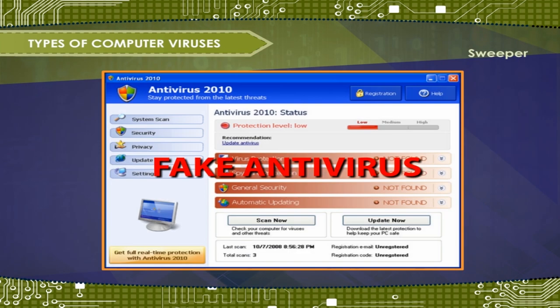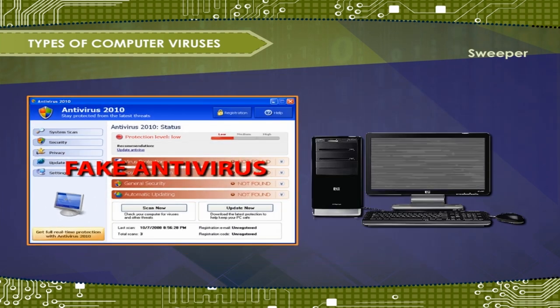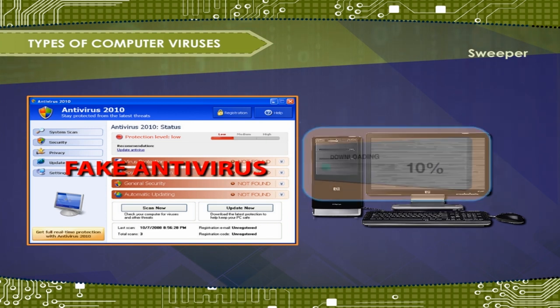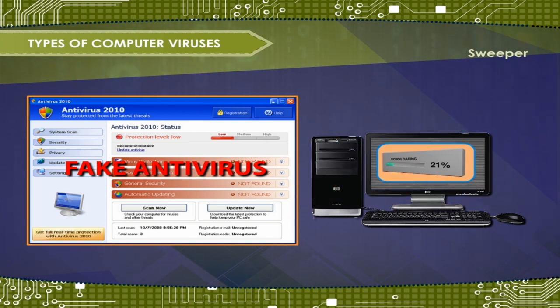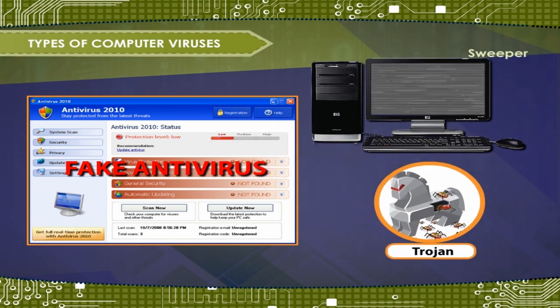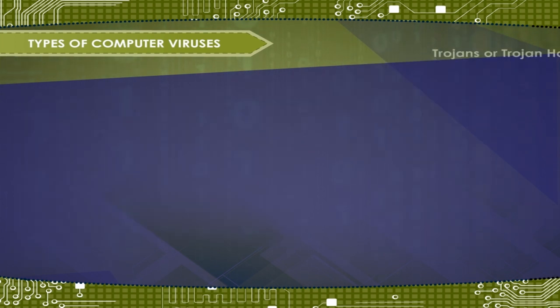Virus Sweeper. Virus Sweeper is a fake antivirus program, also known as a rogue. Virus Sweeper typically enters a computer system in one of two possible ways. Either the computer user downloaded Virus Sweeper, thinking that it was a real antivirus program, or Virus Sweeper was installed through a Trojan. Virus Sweeper is difficult to detect and remove.